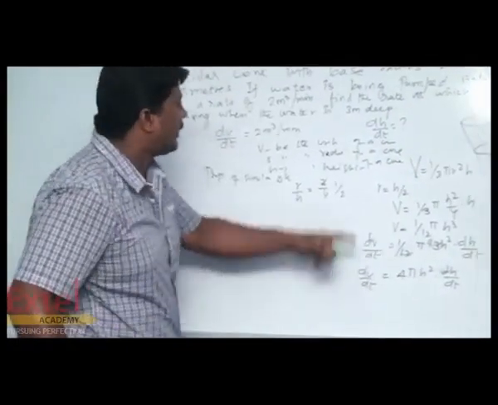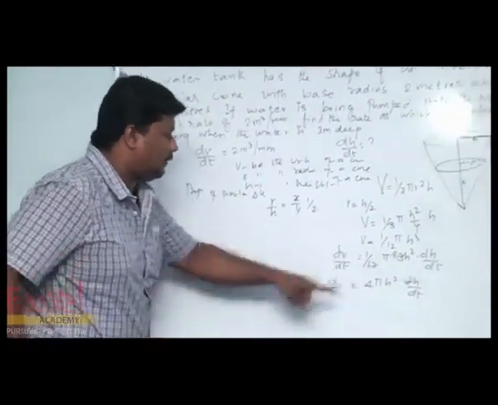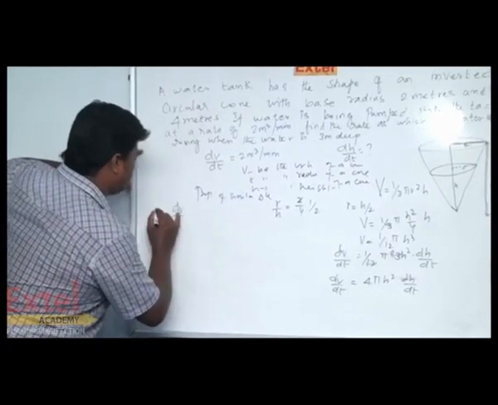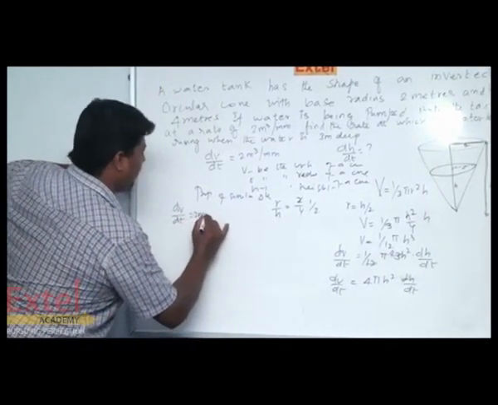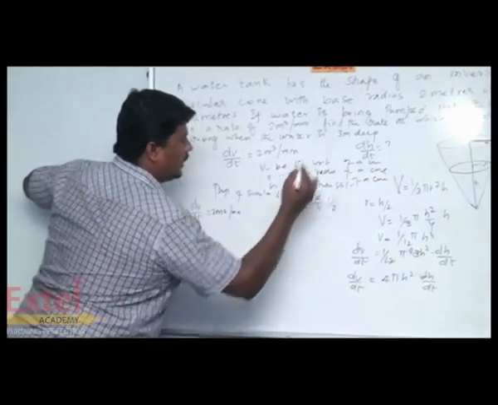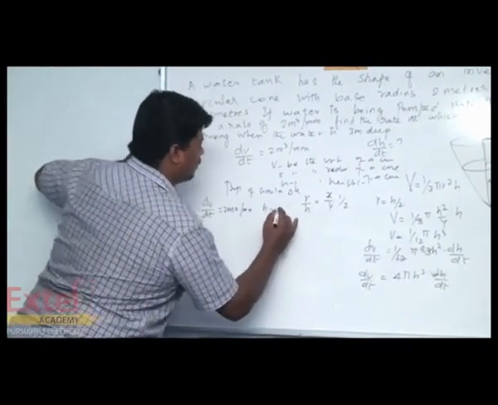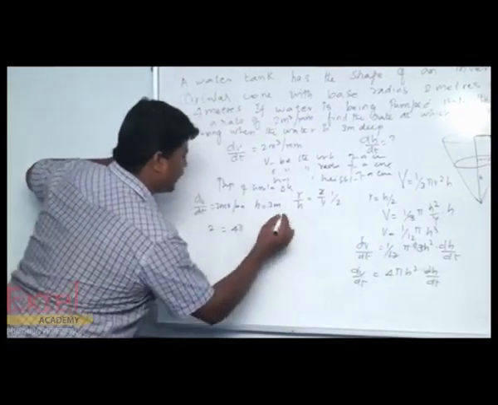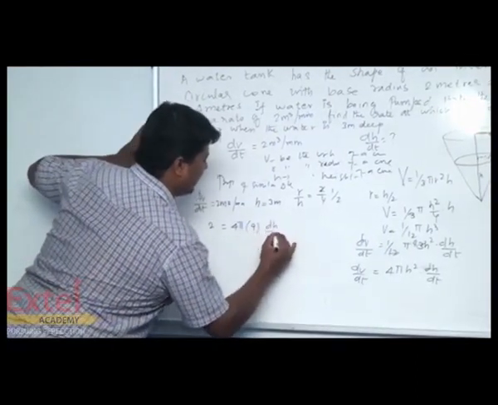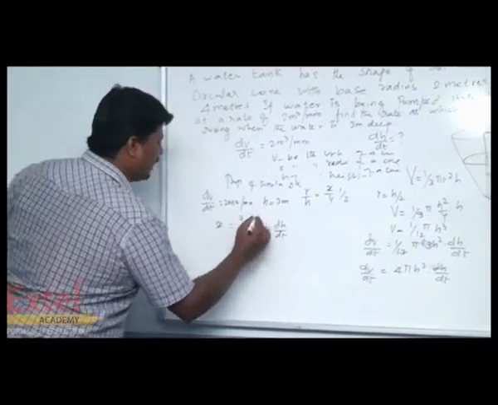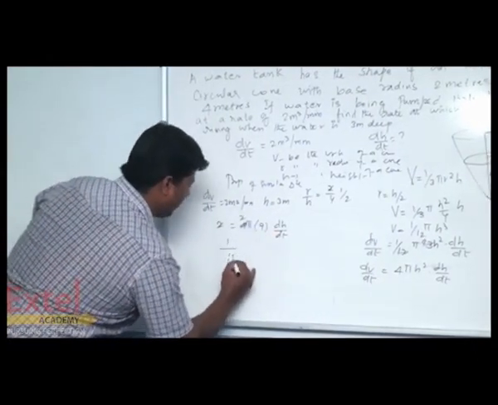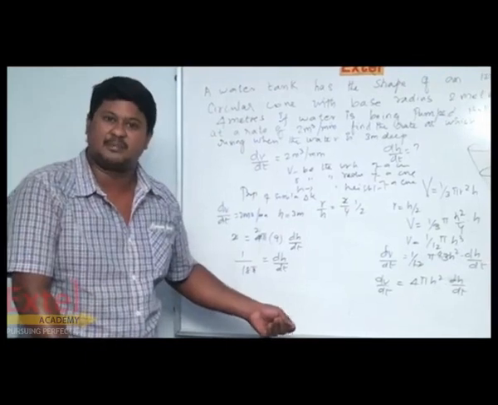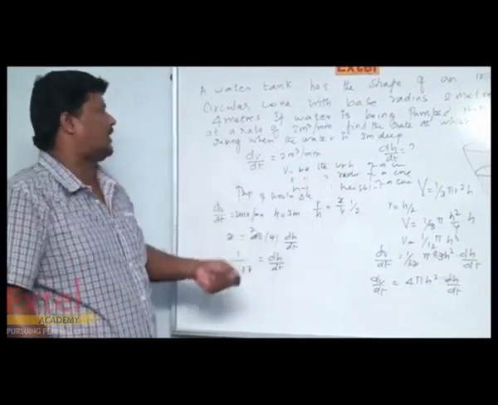Substitute the values. We know dV by dt equals what? 2 meter cube per minute, and we know at what level the water is: 3 meter depth. Therefore, since dV by dt equals 2 meter cube per minute and the depth h equals 3 meter, substituting we get 2 equals 1 by 4 pi into h square, that is 3 square, which is 9, into dh by dt. Therefore, cancelling 2, we get 8 by 9 pi equals dh by dt. So that is what I was going to find, dh by dt, which is nothing but the rate at which the water level is rising.